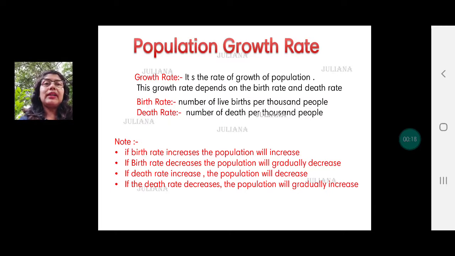And what does it depend upon? It depends upon two main factors. One is the birth rate and the other is the death rate.